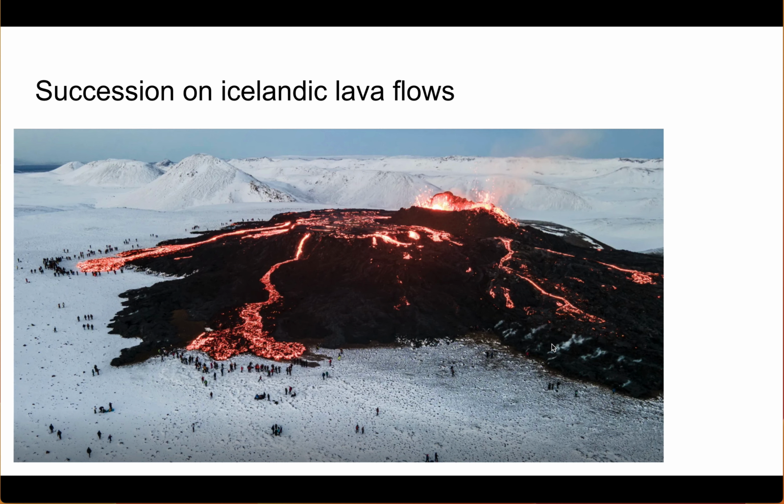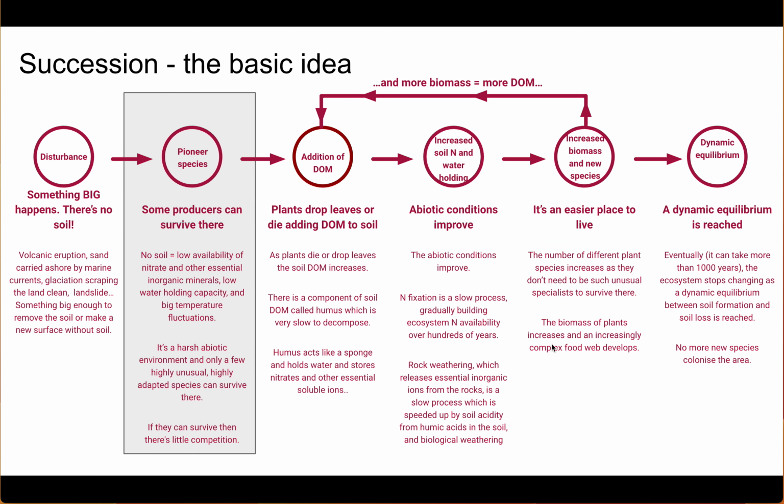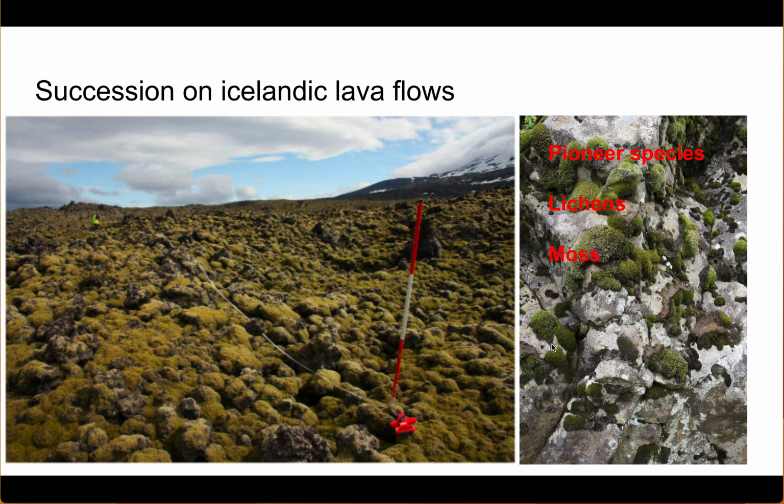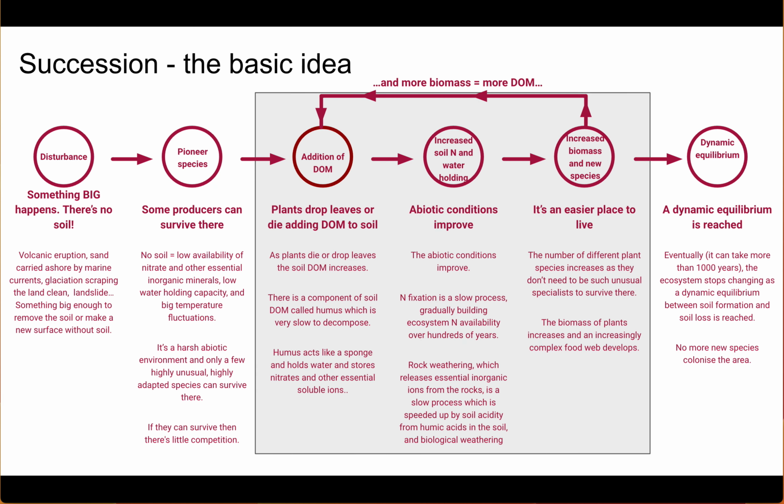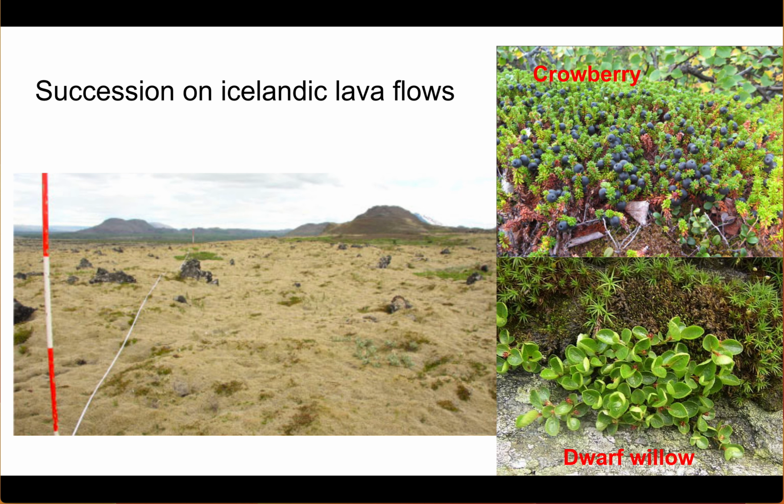And there it is. And then I get my pioneer species, and there they are, the mosses and lichens, which just by growing there gradually start to improve the abiotic conditions by building a soil. And then new species invade because the environment is a more friendly place to live. The abiotic conditions aren't as harsh. And here they are, crowberry and dwarf willow.